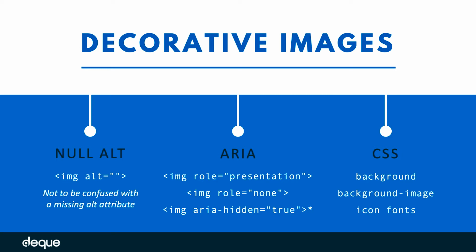So the first two methods send a signal to the AT devices to ignore the image as it is not needed to understand the content or action on the page, while the third method by default is just not shown to the AT device. So there's nothing you need to hide, it's just hidden. I have a little star here, just pointing out again, ARIA hidden true. It is a good option, but you have to be very cautious where you apply it because it removes the entire element from the accessibility API. So use with caution.